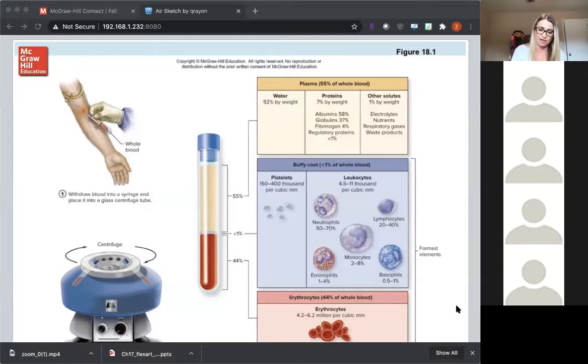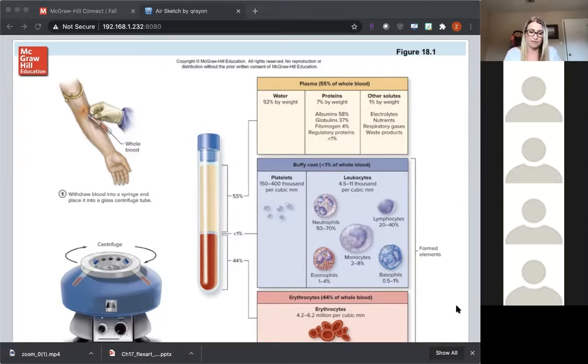Then in the middle part of the whole blood right here, that white band or kind of grayish, I guess, that's your buffy coat. And then the rest of the whole blood right here, that's your plasma. I do want you to know the distribution of the components of the whole blood. Okay, so I want you to know that blood is mostly plasma. Whole blood is mostly plasma.